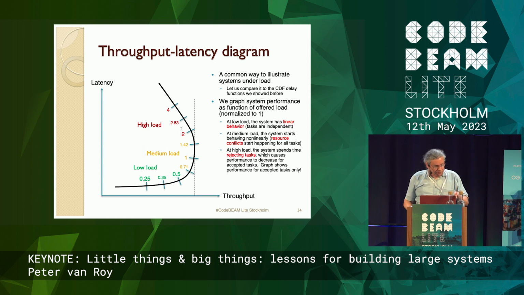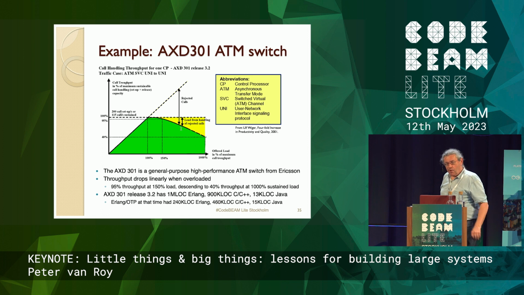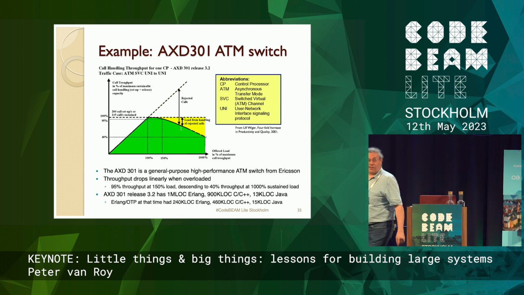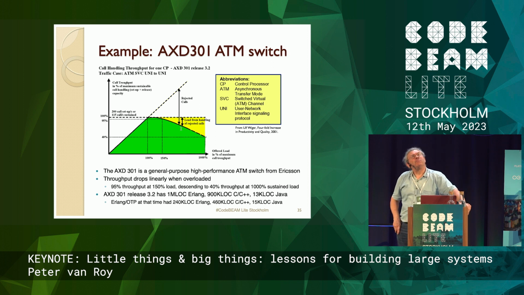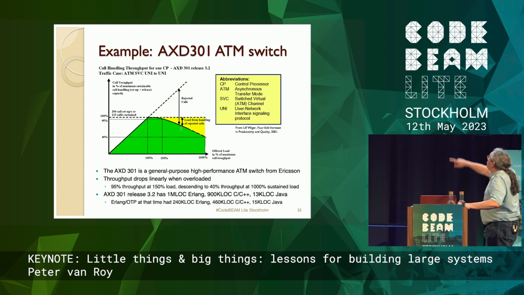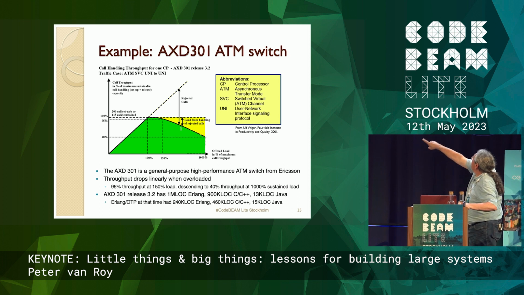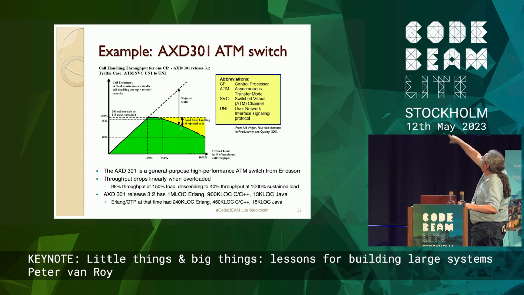And I have to show you then this system, which is very famous in the Erlang community, the XD301 ATM switch, which has the infamous 9 nines. I'm not sure if I believe that. 9 nines availability, okay. It means 30 milliseconds per year not available. Hard to measure, okay. But look at this graph here. Offered load going up to 1,000%, so A is equal to 10.